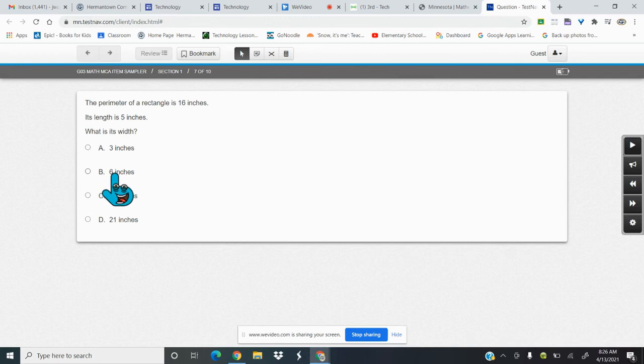So would I use this here? No, because I would have to put 6 on this side and 6 on this side, and that would make 12 inches. Plus the 5 inches and 5 inches would be 22 inches. So that's not going to work. So it has to be the 3. So 3 on this side, 3 on this side. So 5 plus 5 is 10, plus 3 is 13, plus 3 more is 16 inches. So 3 would be your answer for the perimeter, the distance around an object, for this answer.